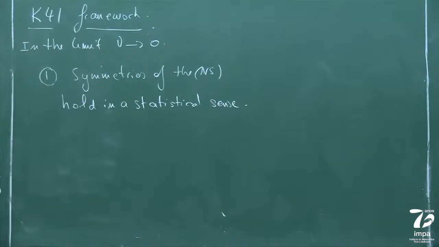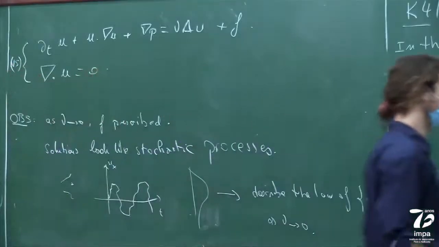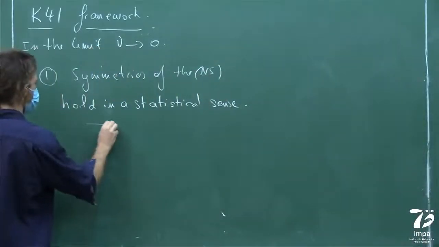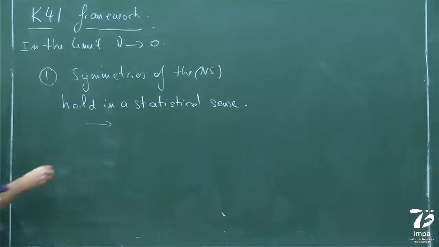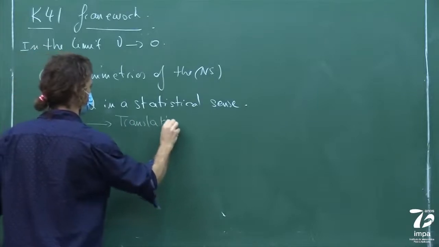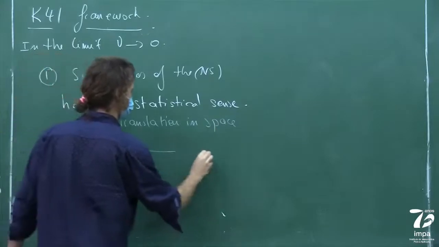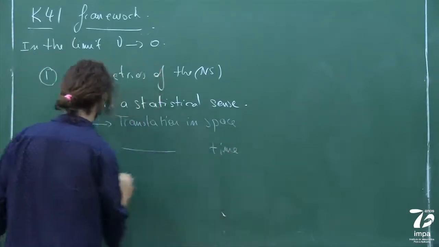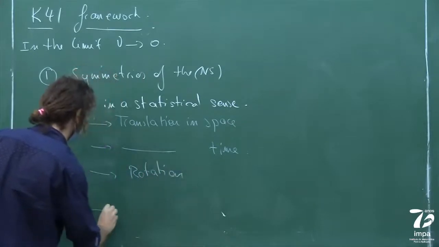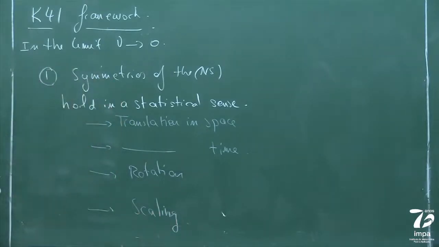So this is Navier-Stokes. And by symmetries, we mean essentially the four symmetries: translation in space, translation in time, rotation, and scaling. Okay?